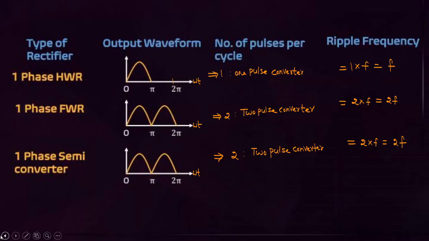This is an important observation. The single phase half wave rectifier is a 1 pulse converter. Ripple frequency is 1 into F, that is F. Single phase full wave rectifier is a 2 pulse converter. Ripple frequency is 2F. Single phase semi converter is also a 2 pulse converter. Ripple frequency is 2F.